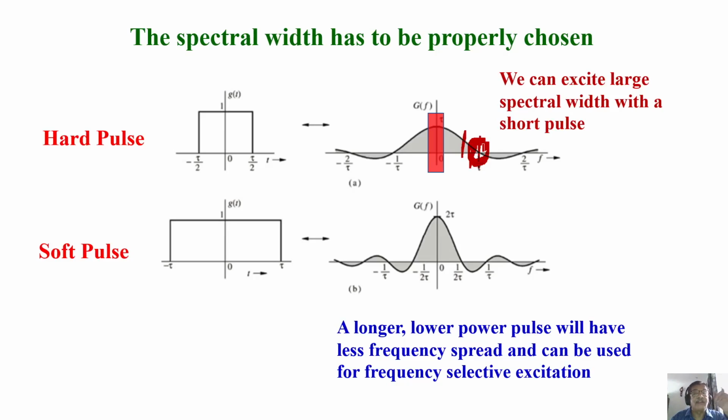So all these things are important points. You have to remember how to choose your spectral width. That depends upon the pulse width. For a 90-degree pulse which is sharper, let us say the width of the pulse is small, the excitation profile is broader.